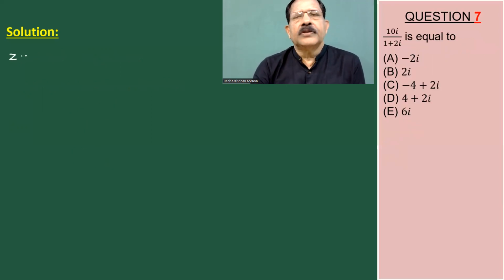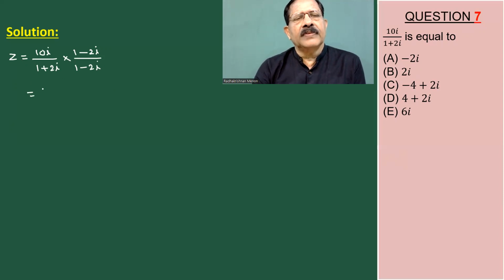Z is equal to 10i divided by 1 plus 2i. So multiply numerator and denominator by what? 1 minus 2i, the conjugate of the denominator. So this is rather easy, I think. You have to just simplify it.